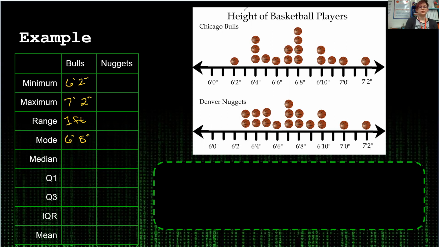The median, the number in the middle. So you can use the Markov method, but what I like to do is I count all of my dots, and I know there are 17, and I divide by 2. That gives me 8.5. So I know my median, my middle number, is the 9th dot. So I'm going to count 1, 2, 3, 4, 5, 6, 7, 8, 9. So my median is 6'8". I'm going to go ahead and draw a line to divide my two groups.